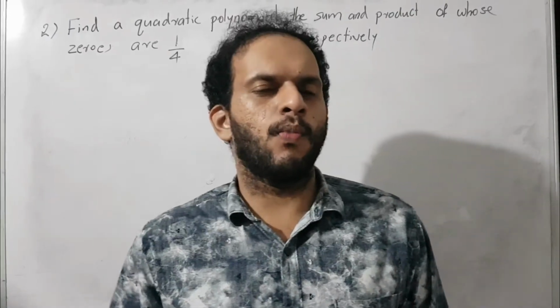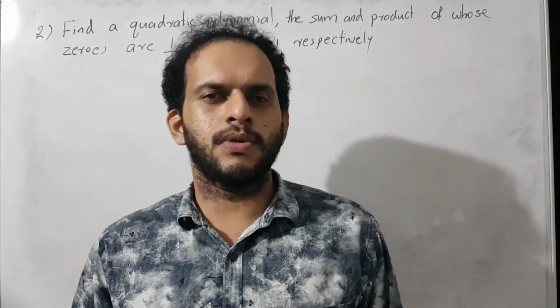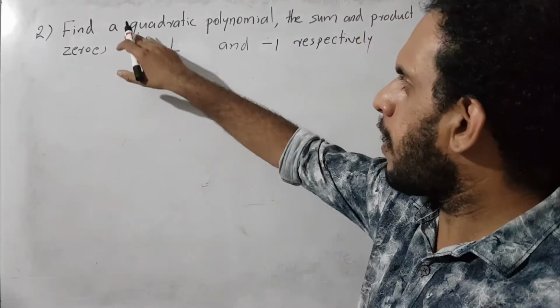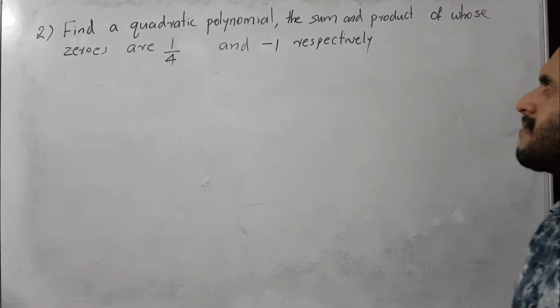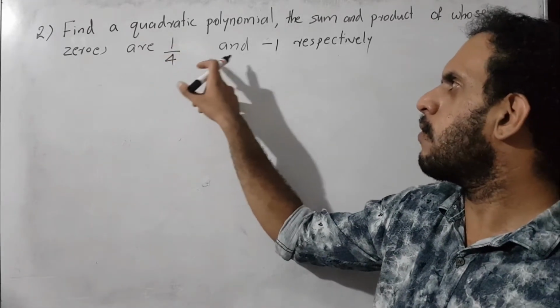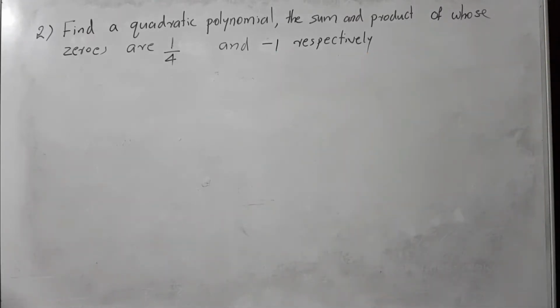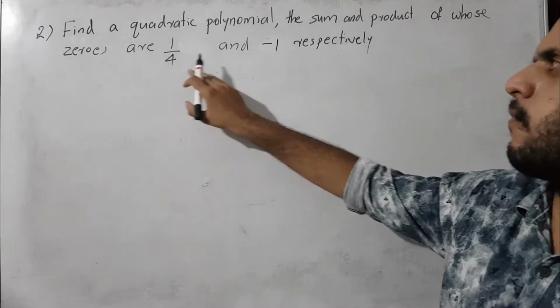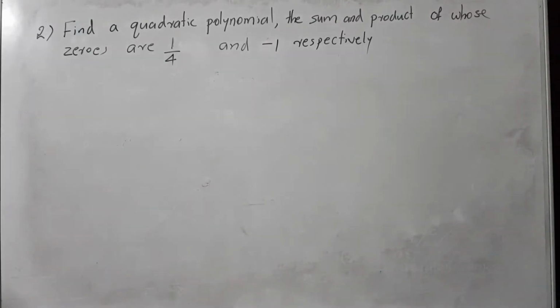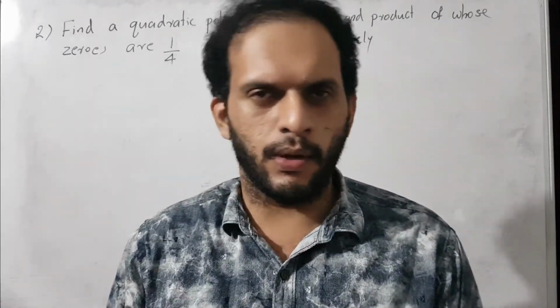Next we are doing one more question for writing the quadratic polynomial. Then what is the question? The question is like this: find a quadratic polynomial, the sum and the product of whose zeros are 1 by 4 and minus 1 respectively. Here also it is given directly: the sum of zeros is 1 by 4 and the product of zeros is minus 1. Then what is the question? The question asks to write the quadratic polynomial.